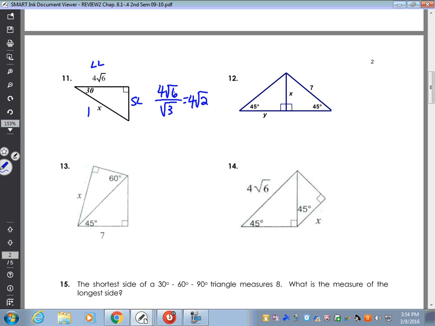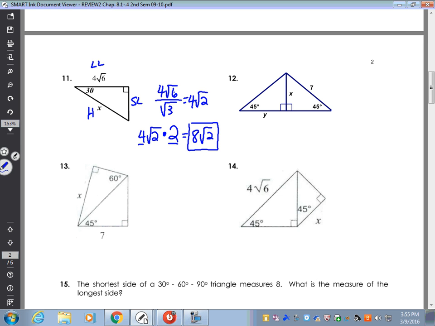Now I'm trying to find my hypotenuse. That means I'm going to a bigger part. So that means multiplication. So I now take that 4 square root of 2. It should be multiplied by 2 because the hypotenuse is 2x. Here, only the 4 and the 2 get multiplied, so our answer is 8 square root of 2. That is what the x is.